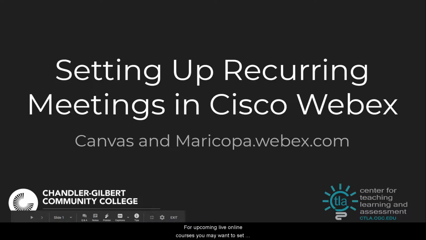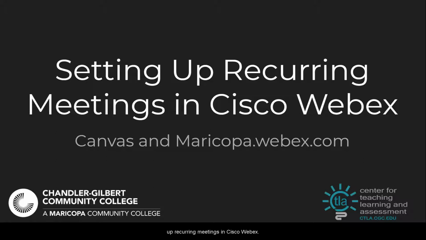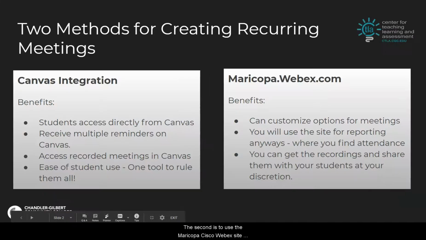For upcoming live online courses, you may want to set up recurring meetings in Cisco Webex. You can do this a couple of ways. The first is to use the Canvas integration and use the recurrence feature there. The second is to use the Maricopa Cisco Webex site, maricopa.webex.com, to set up your class meetings.